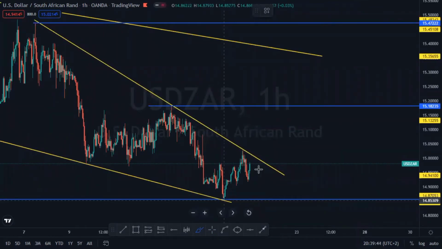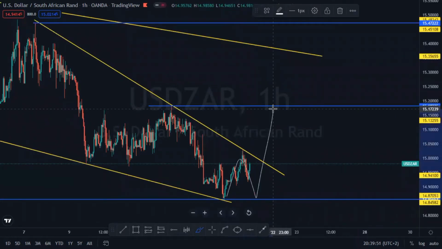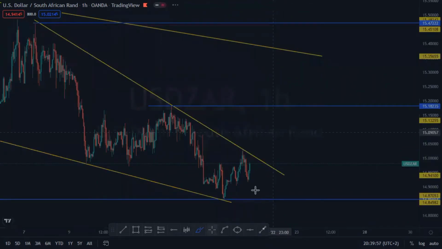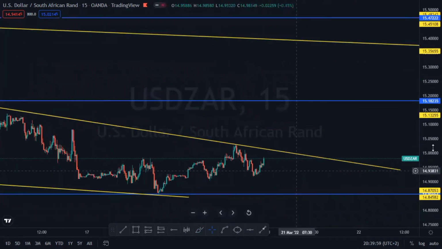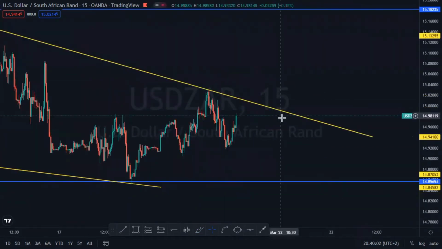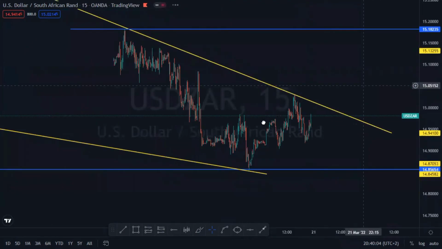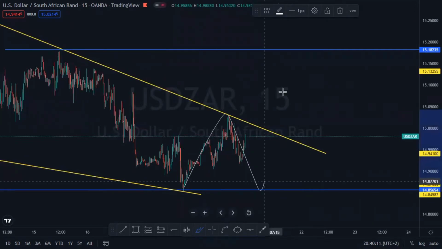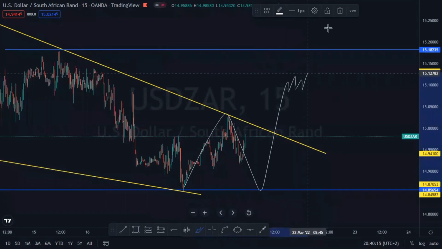We could make a, sorry about that, we could make a double bottom before pushing to the upside, or as you could see on the 15 minutes time frame here, the first scenario that I have is that we could make a double bottom before actually pushing to the upside.